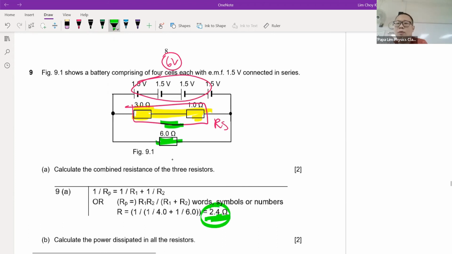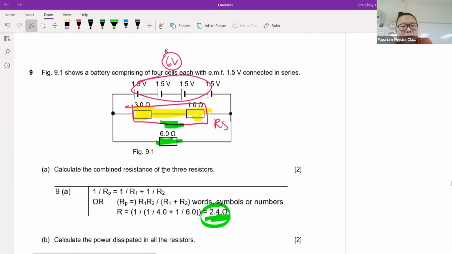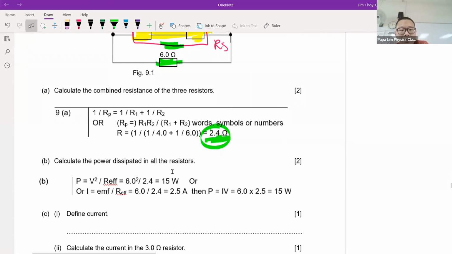Okay, so I will not dwell too much on the working. This one is, I would say, the basic that all students must know. It has to be known. Power dissipated by all the resistors: there are two ways of looking at it.